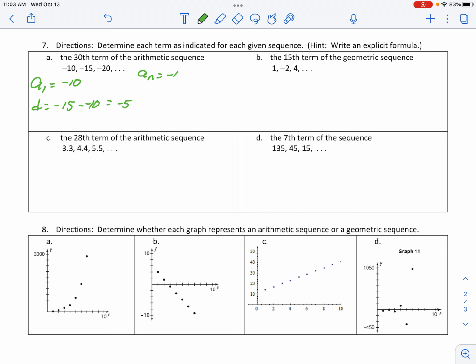Now, when I write the equation, the first term plus the common difference, that is the formula I want to use to help me calculate the 30th term. So n is going to be 30. And when I go and punch this into my calculator, I'm going to do -10 minus 5 times 29. I get -155. Not a lot of room there.